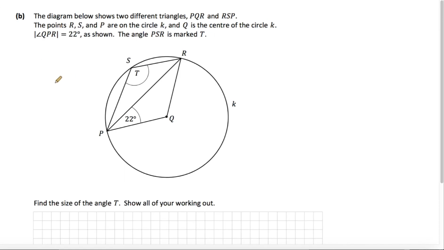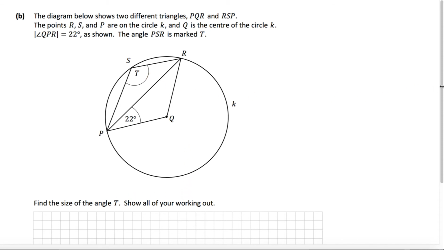Okay, and finally part B. The diagram below shows 2 different triangles, PQR and RSP. So you see the 2 triangles there. The points R, S, and P are on the circle K, and Q is the center of the circle K. The size of the angle QPR is 22. The angle PSR is marked T. So that's it there. So again, confirming all this information in the diagram. It's good practice, kind of slows you down, gets you in the right frame of mind. And then it says find the size of the angle T. Show all of your working.